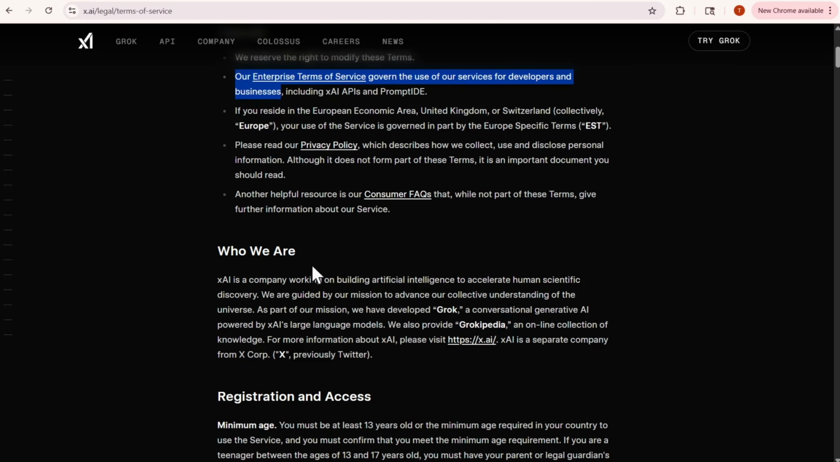So xAI is a company working on building artificial intelligence to accelerate human scientific discovery. But essentially, generally, in order for companies to build and train their artificial intelligence, they are using personal data in some capacity. Now, I'm going to preface this by saying that the term personal data, when it comes to organizations and how individuals understand personal data, may not necessarily fit exclusively into what the definition of personal data is under the data protection laws. I'll give you an example.